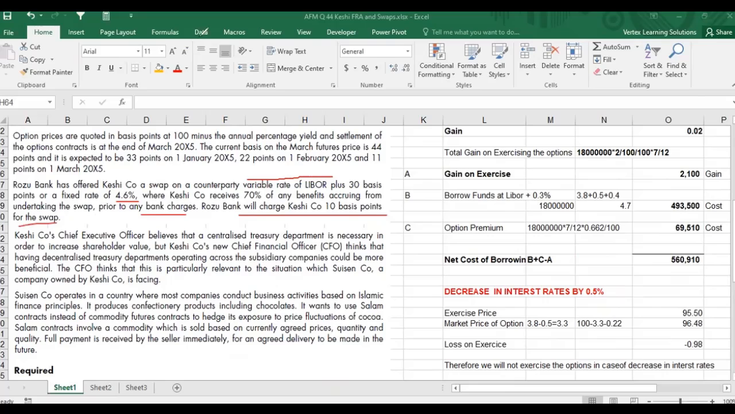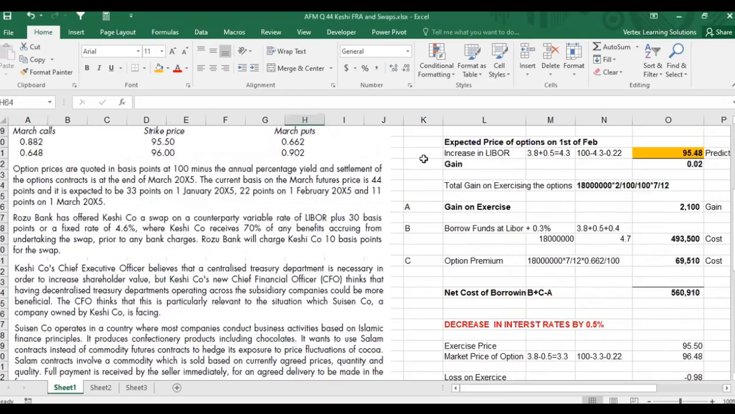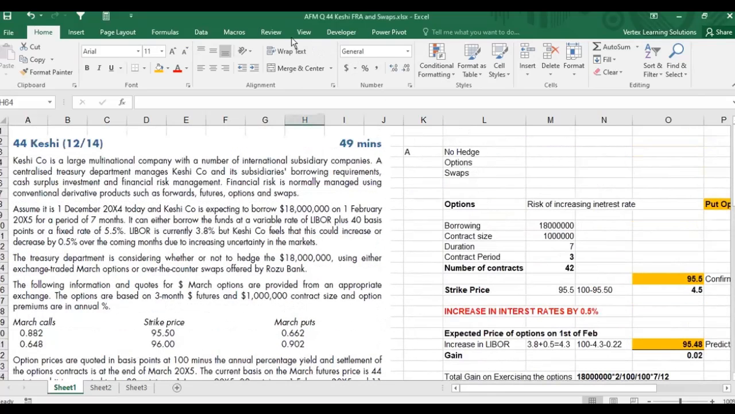Okay, and let me go back above. Borrowing: Keshi company expects to borrow on 1st February for 7 months. It can borrow the funds at a variable rate or a fixed rate. Keshi company feels that this could increase or decrease over the coming months, and is considering whether or not to hedge using their exchange rate, or the swaps offered by Rozu company. Okay.